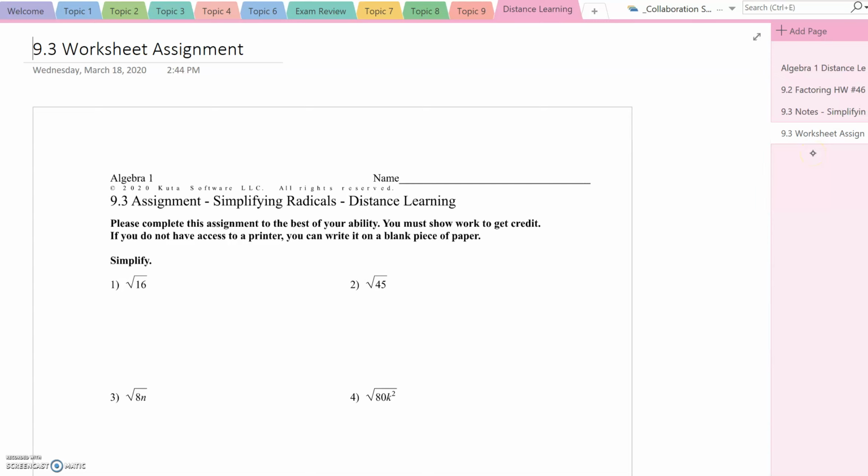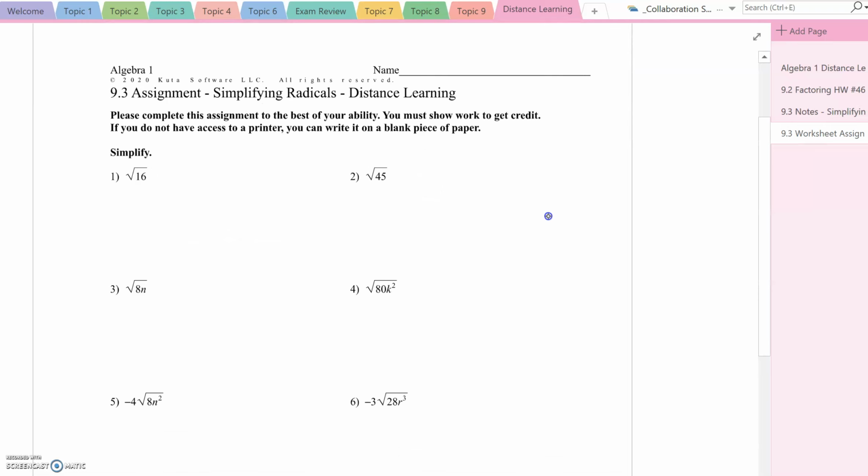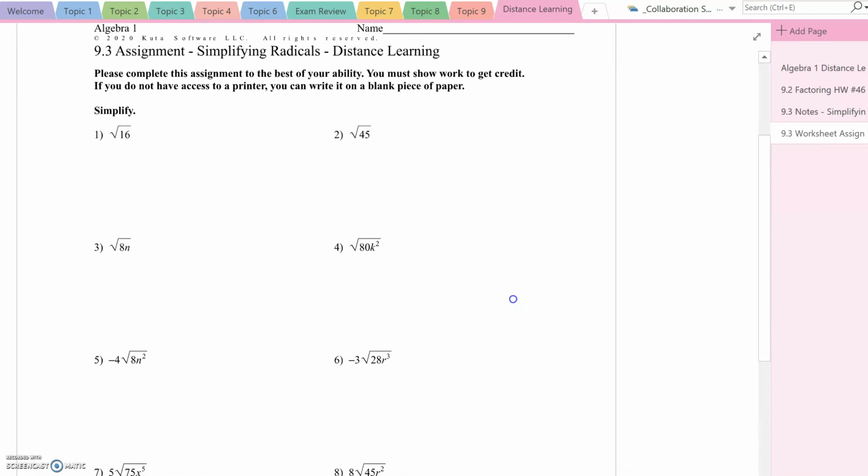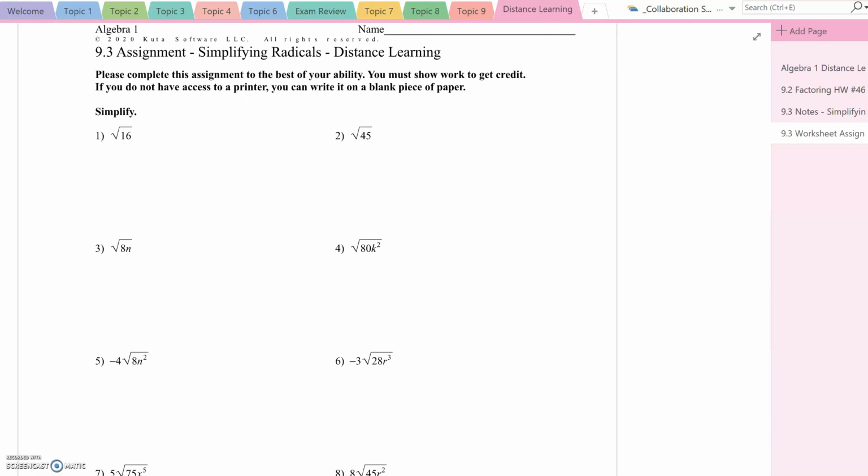Your other assignment for this lesson today is this 9.3 Simplifying Radicals assignment. I'm asking you to do this to the best of your ability. I'm not giving you a grade based on correctness. I just want to see what you can do and if I am still an effective teacher even through your computer screen. So please complete this to the best of your ability.